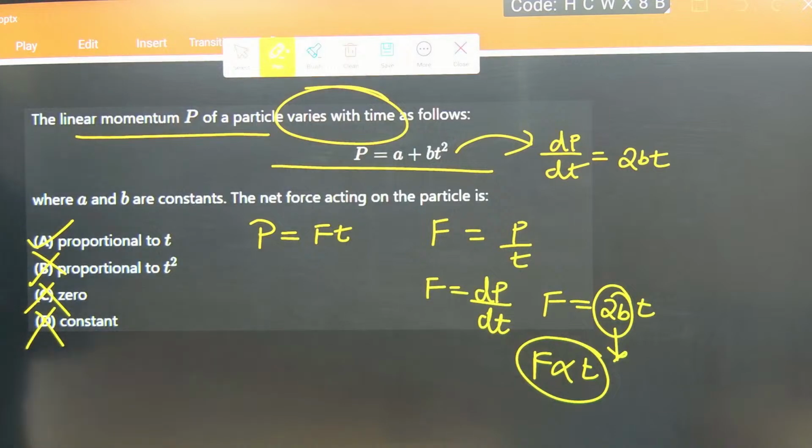Yes, Humang Mishra, there is the answer. Option A is the answer. Yeah, we will go for the next question.